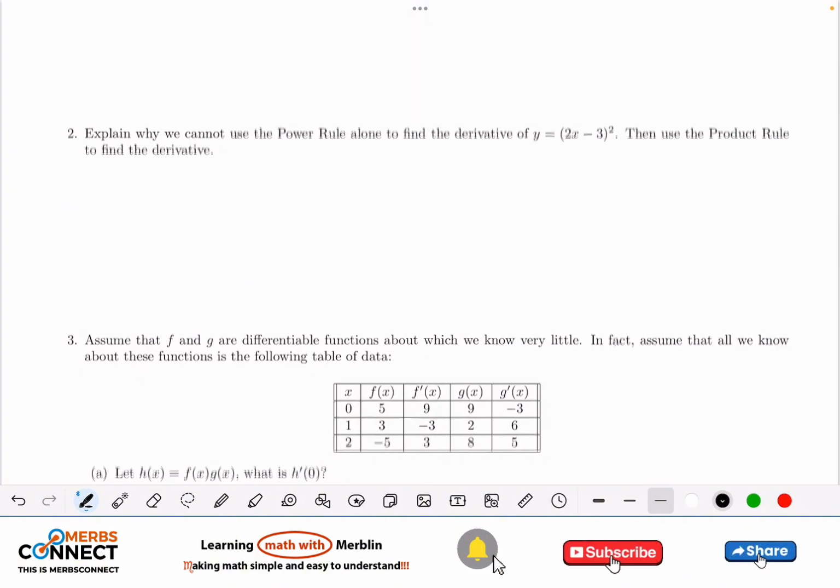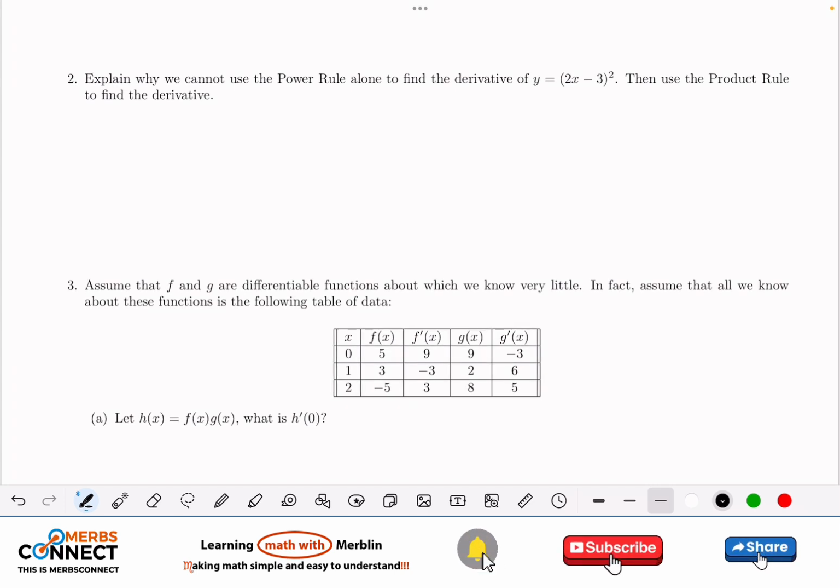So now let's look at the next question here. We have a question: explain why we cannot use the power rule alone to differentiate this. Okay, so the reason is that, when we started the power rule, I made mention that if you have f of x is equal to x to the power n, right? Then the power rule says that f prime of x will be equal to n times x to the power n minus 1, right? So n drops down, you maintain the function, then you subtract 1. So this is the power rule.